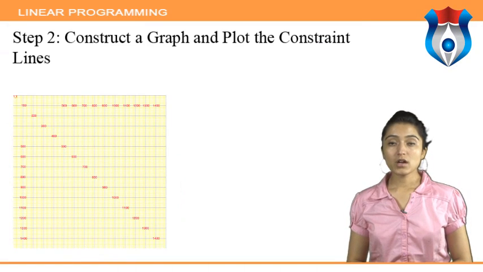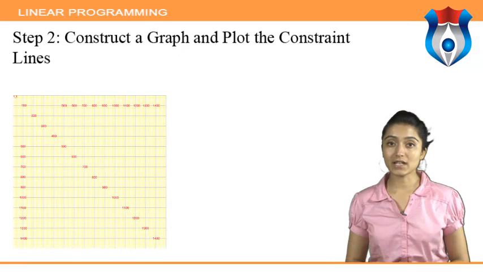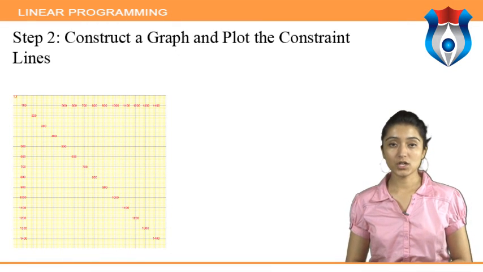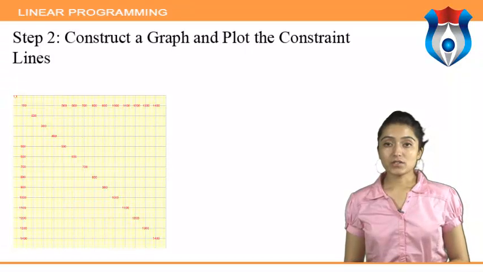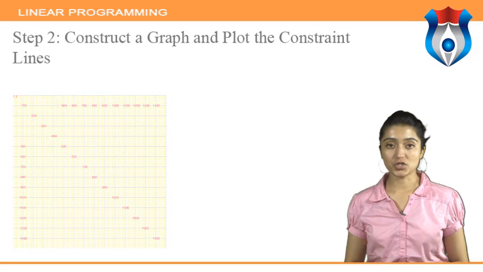Step 2. Construct a graph and plot the constraint lines. Constraint lines represent the limitations on available resources. Usually, constraint lines are drawn by connecting the horizontal and vertical intercepts found from each constraint equation.